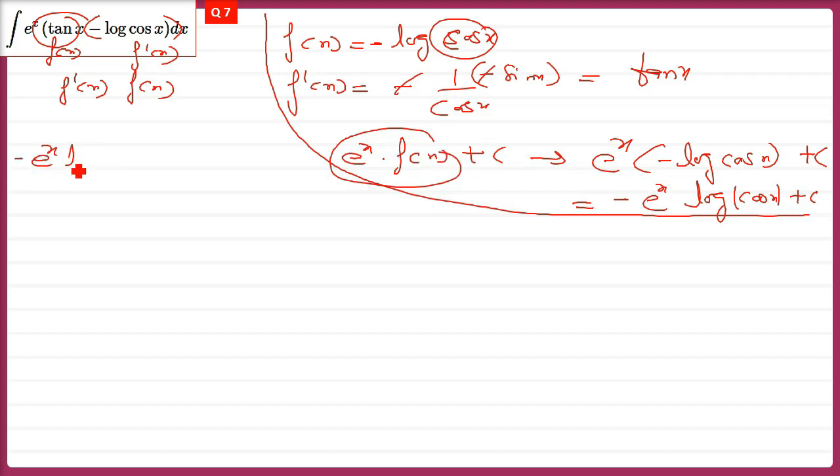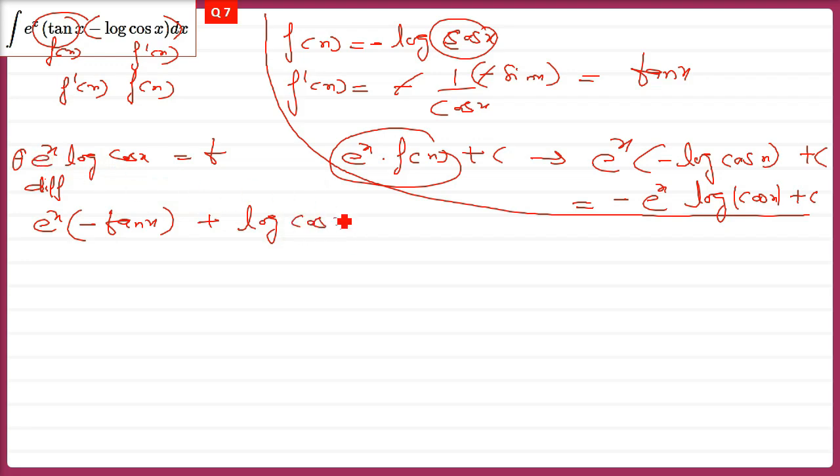What was f(x)? Negative log cos x. I explained to you just now. So you have to take this e^x f(x) equals t. When you differentiate both the sides, this will be e^x log cos x. We have already done, negative log cos x was actually tan x. I'm just doing it minus because I've taken negative outside. And this will be log cos x will remain like that. e^x will be e^x. And this is equal to t.